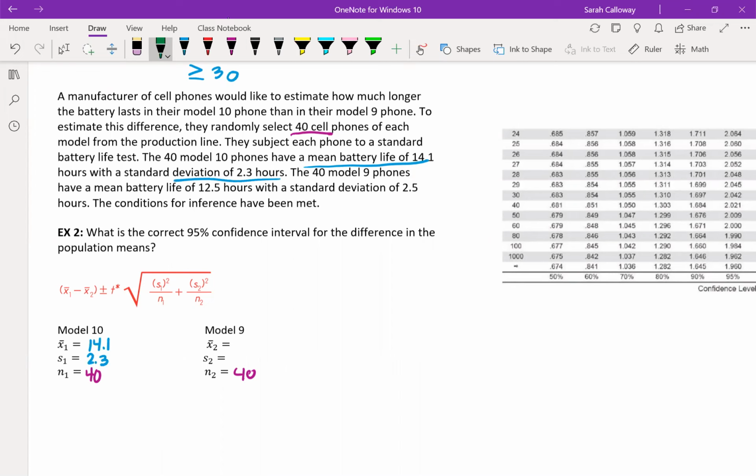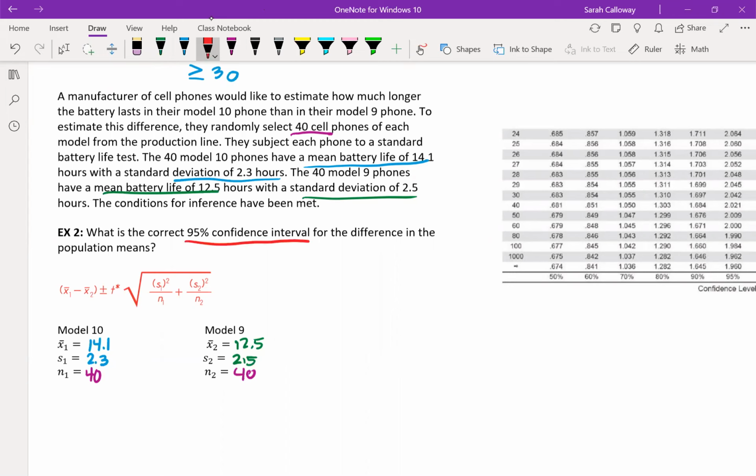The 40 Model 9 phones have a mean battery life of 12.5 hours with a standard deviation of 2.5 hours. The conditions for inference have been met. So they're telling us that the process that we completed in the previous example is done. And so we don't need to check them again. What is the correct 95% confidence interval?